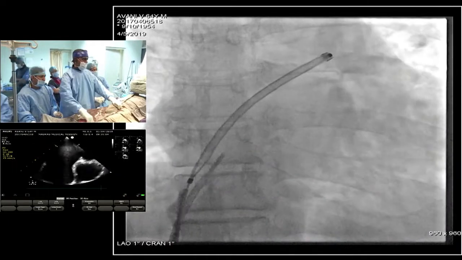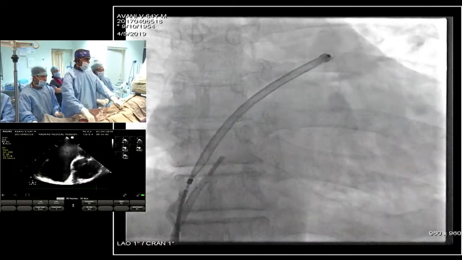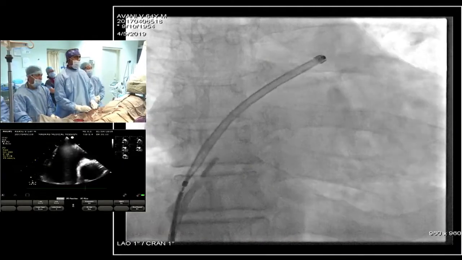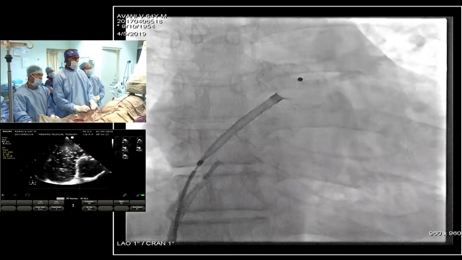So I'm just adjusting my ICE probe. So do you use this on an AP view? Is that correct? Do you leave this in AP view? Yeah. It's our preferred practice just to use AP view.